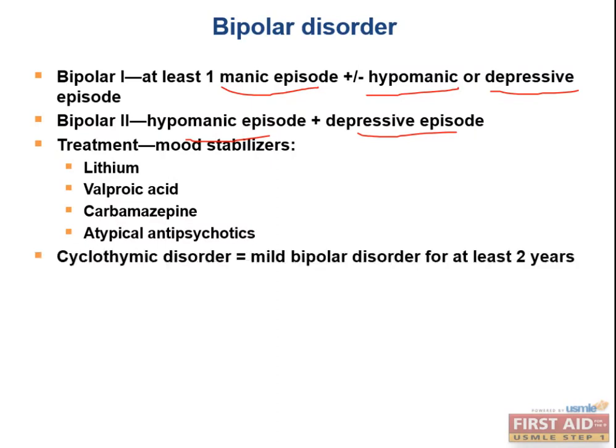Now, a milder form of bipolar disorder is cyclothymic disorder, where patients alternate between hypomanic symptoms and mildly depressed symptoms over a period of at least 2 years. And again, note the time span criteria that you have to have at least 2 years of this alternating between hypomanic and mildly depressed to be diagnosed with cyclothymia.